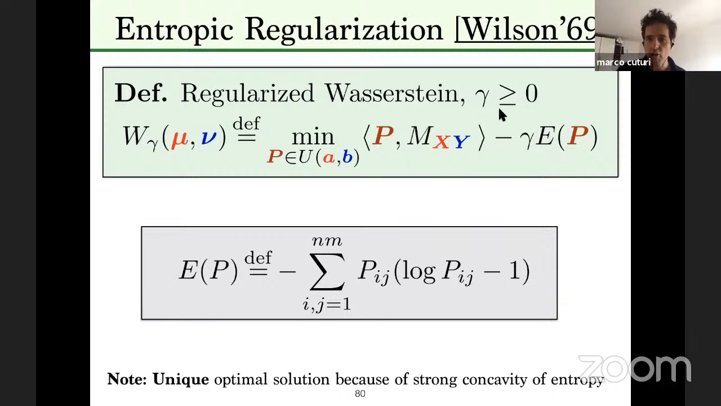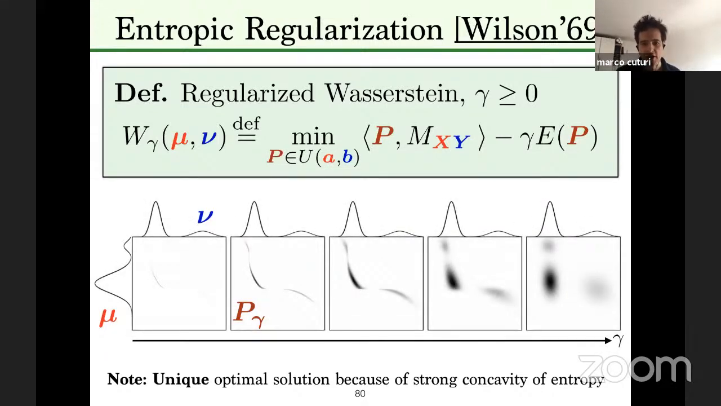So this is a linear program as long as gamma is 0, and when gamma is strictly positive, this becomes a strongly convex problem. And because it's strongly convex, if gamma is strictly positive, then we have a unique solution. It's strongly convex inside a bounded polyhedron. And so this is what it looks like.